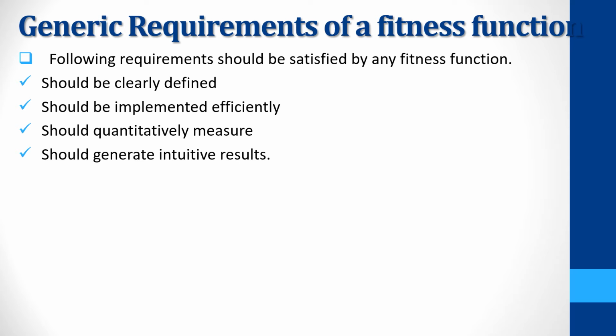Then the generic requirements of a fitness function. The fitness function should be clearly defined. The reader should be able to clearly understand how the fitness score is calculated. The fitness function should be implemented efficiently. If the fitness function becomes the bottleneck of the algorithm, then the overall efficiency of the genetic algorithm will be reduced. Then the fitness function should quantitatively measure how fit a given solution is in solving the problem, and the fitness function should generate intuitive results, meaning easy to use and understand. The best and worst candidates should have the best or worst score values.